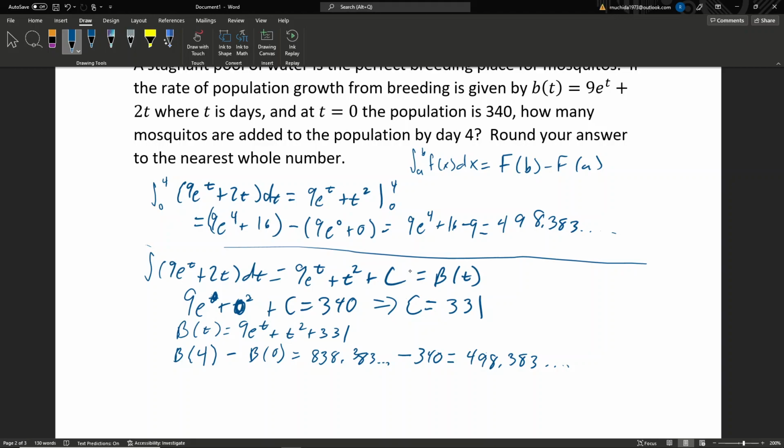We don't have to solve for our constant of integration, because when we do the subtraction, those cancel each other out, right? Because it would be the 331 here, the 331 here, subtract them, they cancel. So this is the way you would do this type of question, where again, when you're trying to find the net change of the function, when you know the rate of change of the function. So I hope that helps.